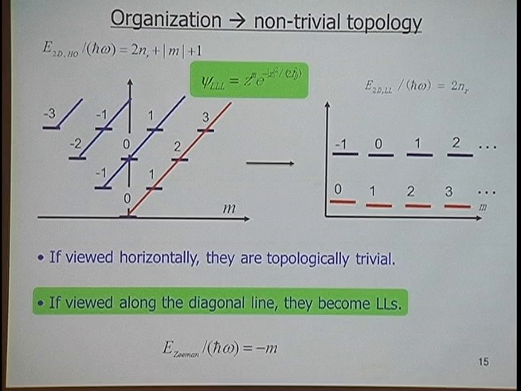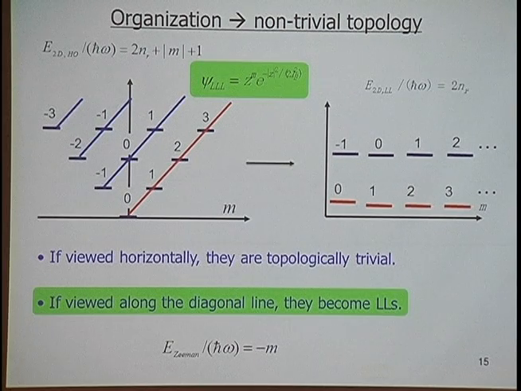But a 2-dimensional harmonic oscillator doesn't look like a very exciting system. Why can it give us non-trivial topology? The reason is that the organization is different. The left-hand side is an energy level diagram. We can find this in any quantum mechanics textbook. The horizontal axis is the magnetic angular momentum. This is the energy of the harmonic oscillator.